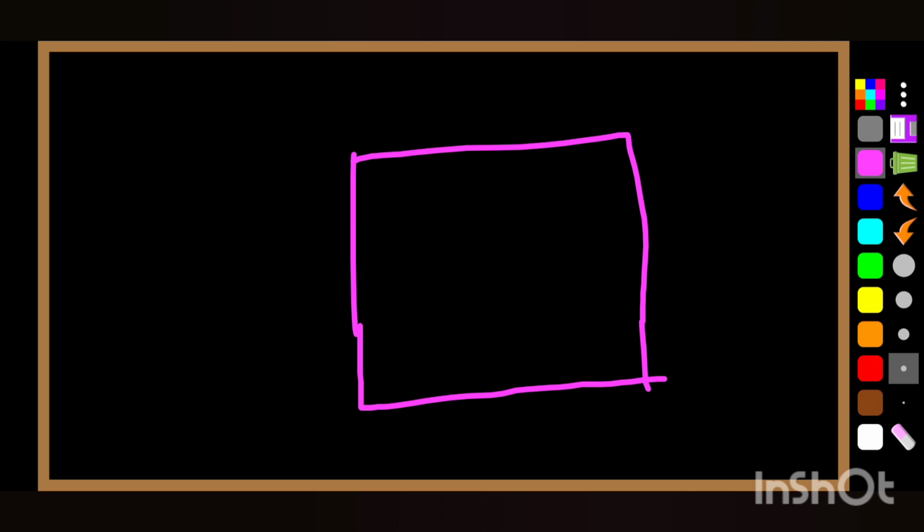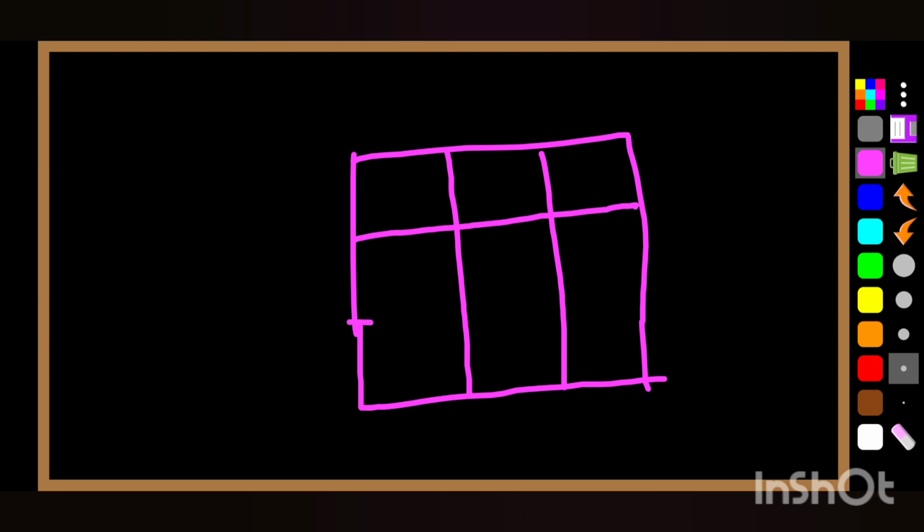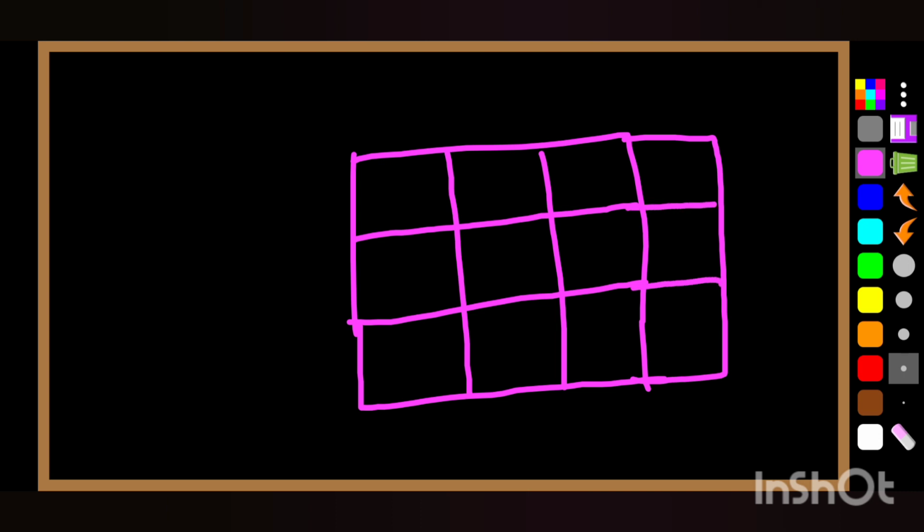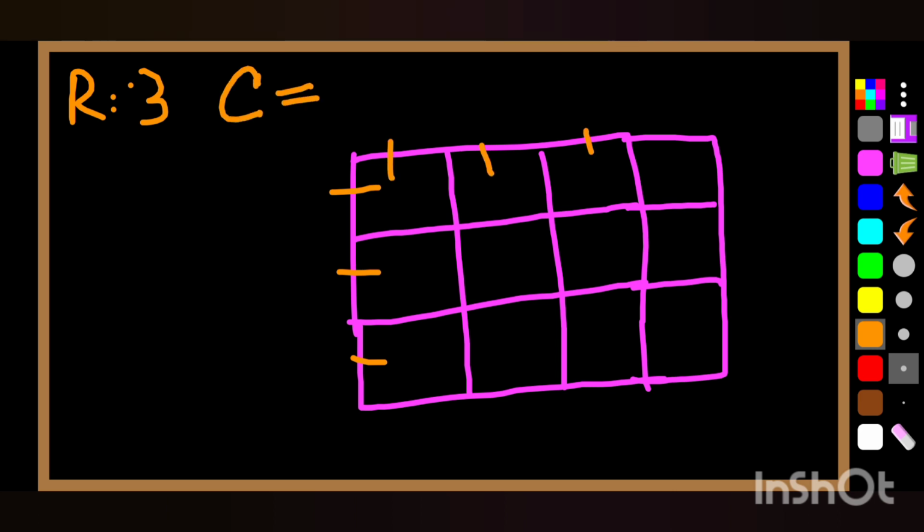Exactly in the same way we can take any figure and count the number of squares inside it. Now if the number of rows and the number of columns are different, then how do we count the number of squares? Here after counting we are getting the number of rows are 1, 2, 3, and the number of columns are 1, 2, 3, 4. So here we are getting different numbers of rows and columns. But the procedure will be the same again.